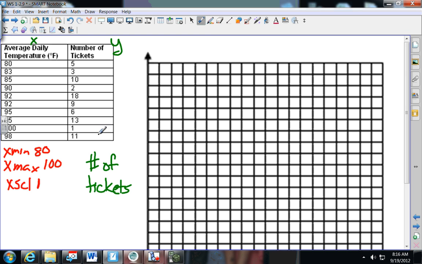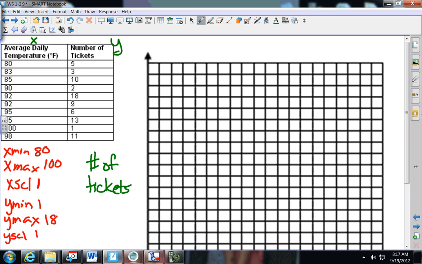So if I did the Y's, let's see. Y minimum, the smallest number in the Y's is 1. Y maximum, 18. Y scale, that's not too many from 1 to 18, so let's go by 1.